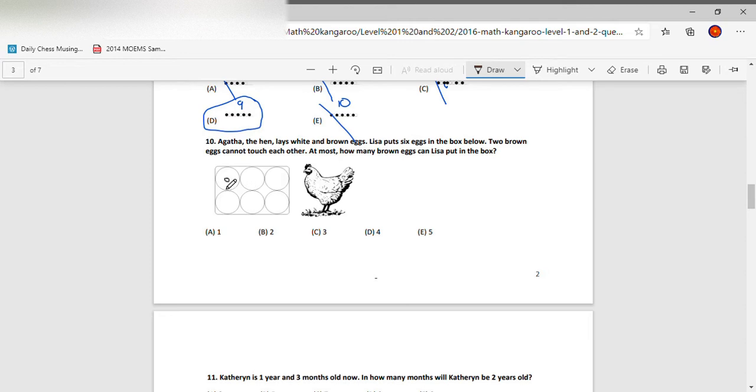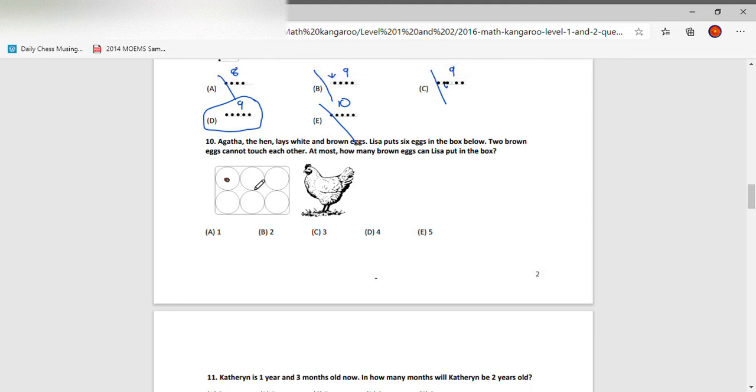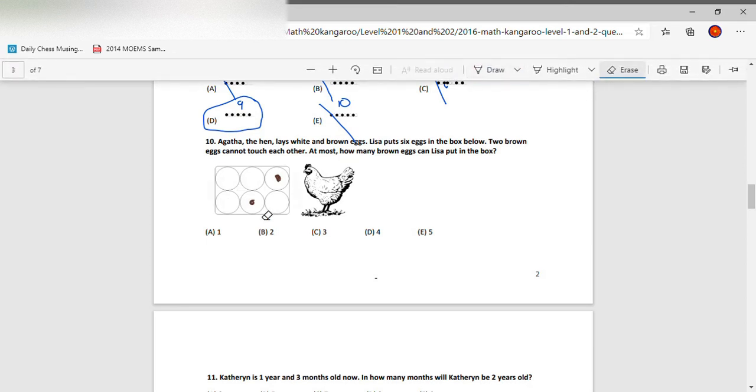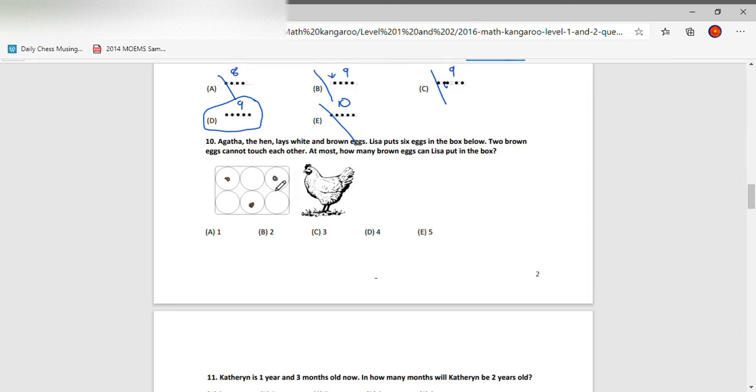So let's try in the corner first. So this is going to be the brown egg, meaning that this is white because it's touching this. So this can be brown. Now this is touching it, so this can be brown. So it's white for these, brown for these. And this is 3, so 3 in the corner way. Now let's try the other way, which is putting it in one of the middle squares. So you can put one here. These 3 are white because it's all touching, meaning these are brown. So nothing really changes, still 3, meaning that the most brown eggs Lisa can put in the box are 3.